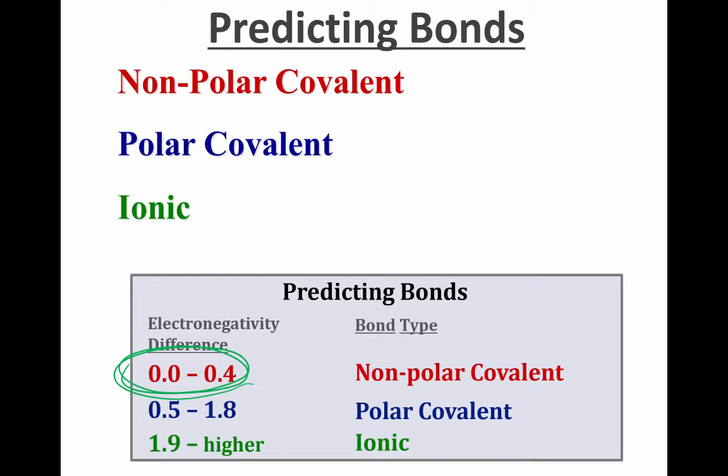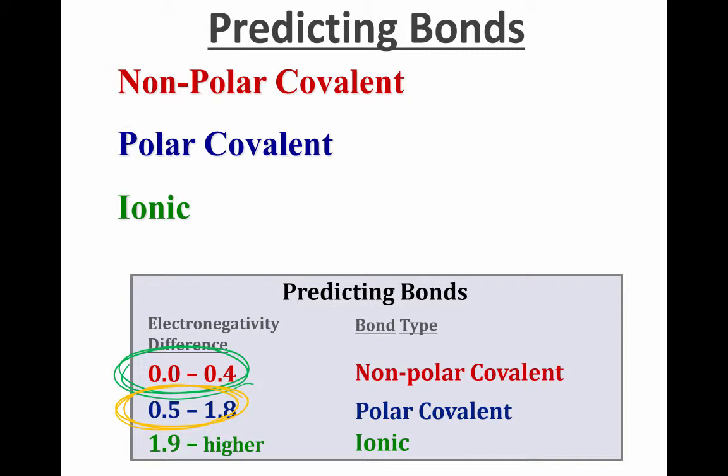Sometimes, however, these two elements are sharing electrons, but it's not an even share. Someone is hogging the electrons. If you compare the two electronegativities and you end up with a bigger difference, like 0.5 to 1.8, then we describe that bond as a polar covalent bond. Yes, the electrons are shared, but no, they're not shared evenly. This means one of the sides of this bond will become more negative.